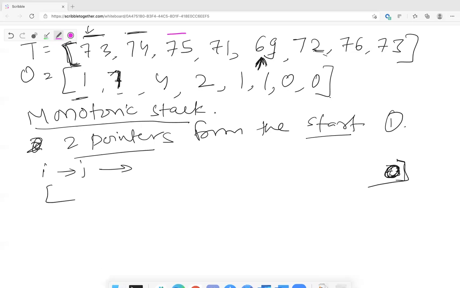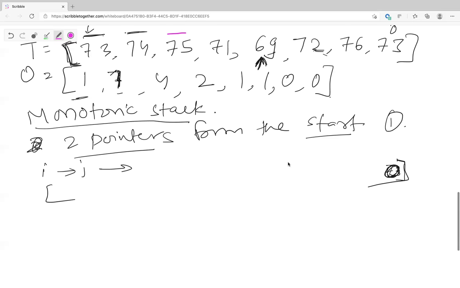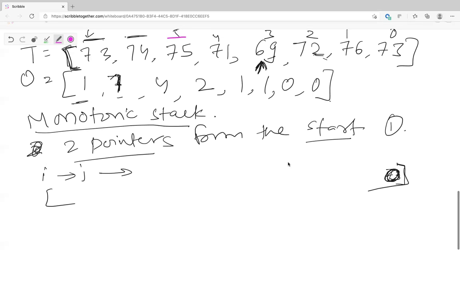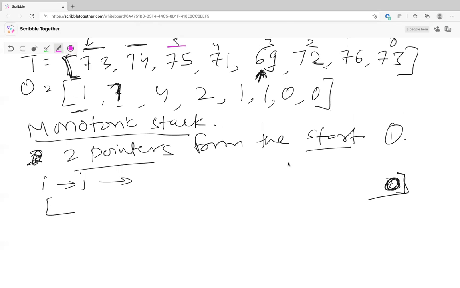I think you guys have seen this. Okay, here. So, 0, 1, 2, 3. Reverse order, I will start traversing from the last index, but the indexes will remain the same: 0, 1, 2, 3, 4, 5, 6, 7.